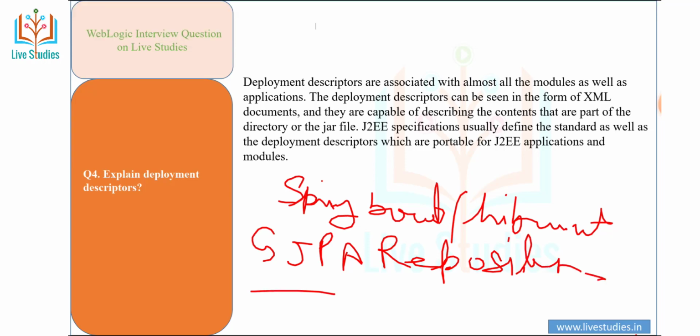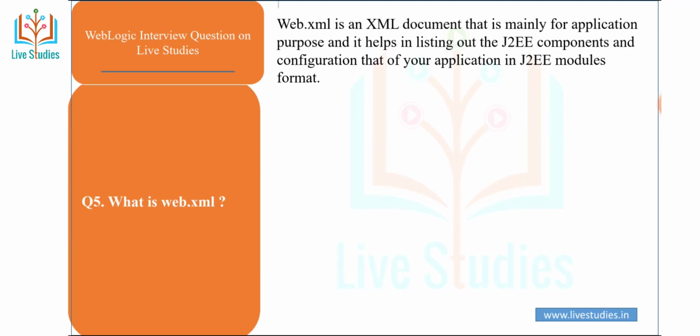Next question is, what is web.xml? Web.xml is an XML document that is mainly for application purposes, and it helps in listing out the J2EE components and configuration of your application in J2EE module format.